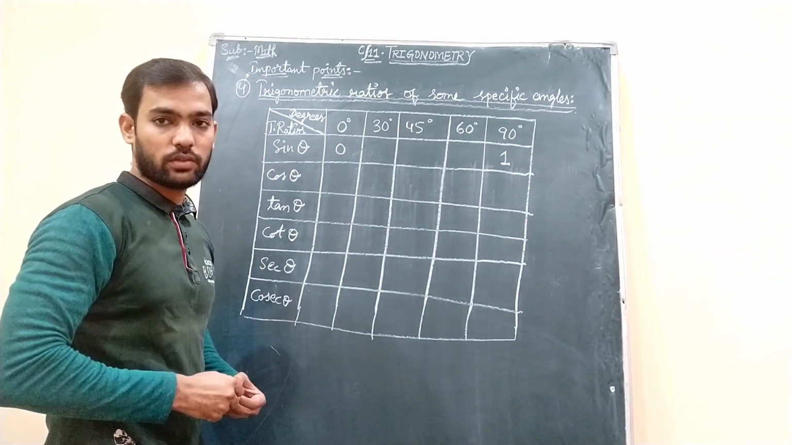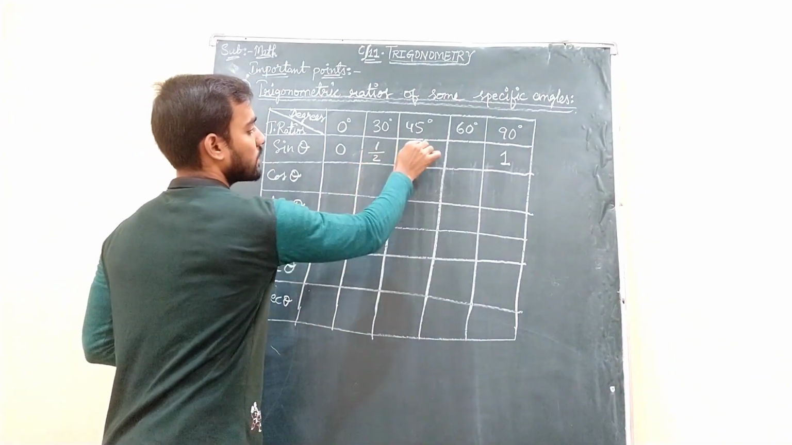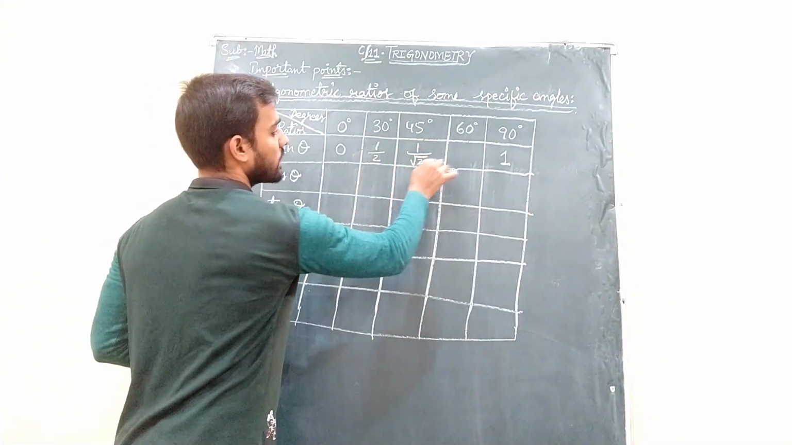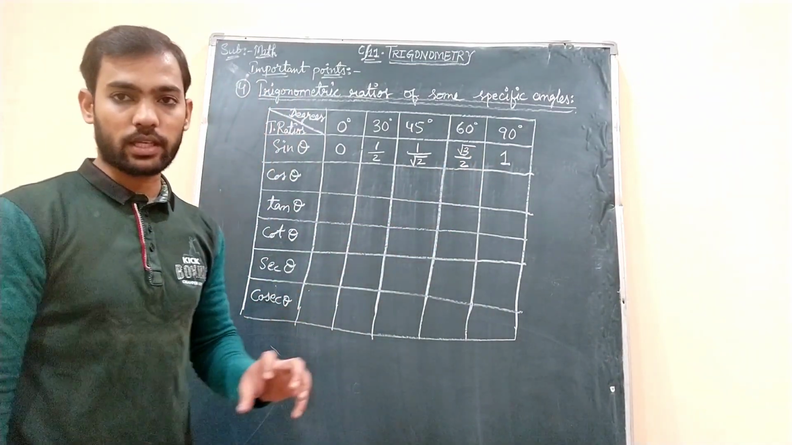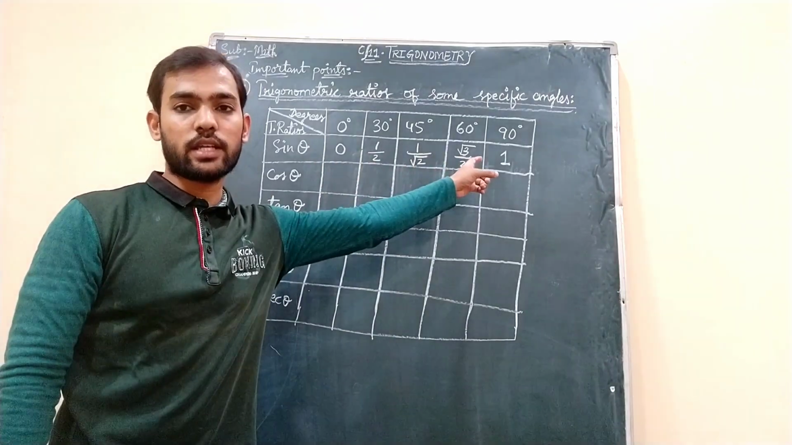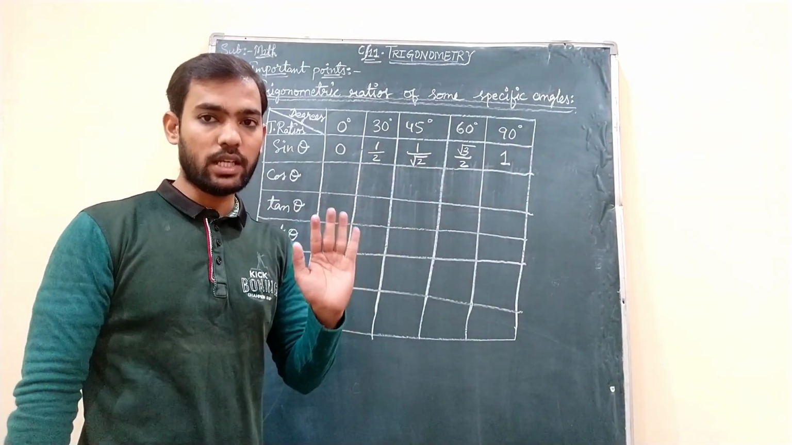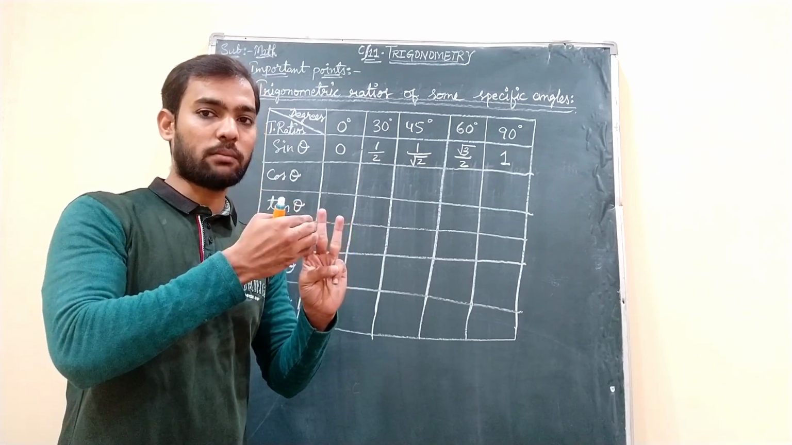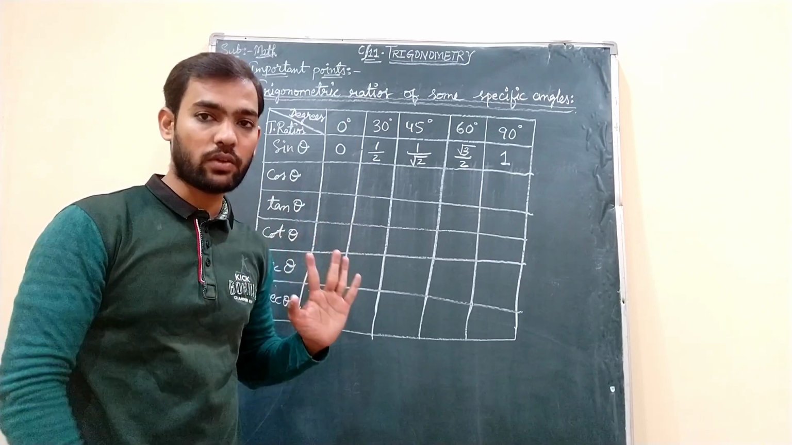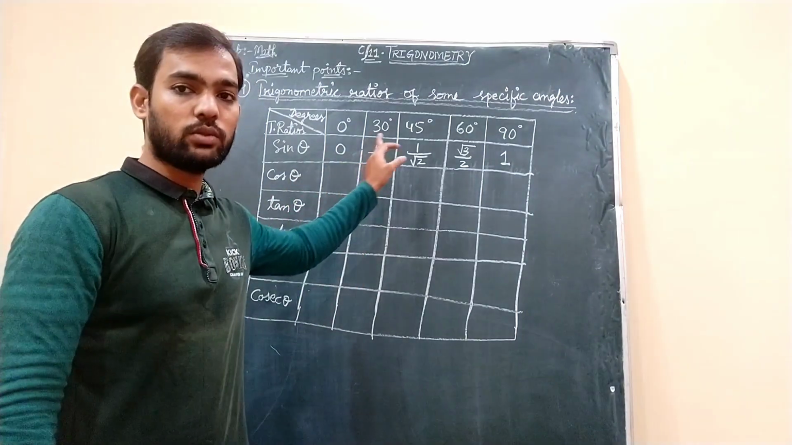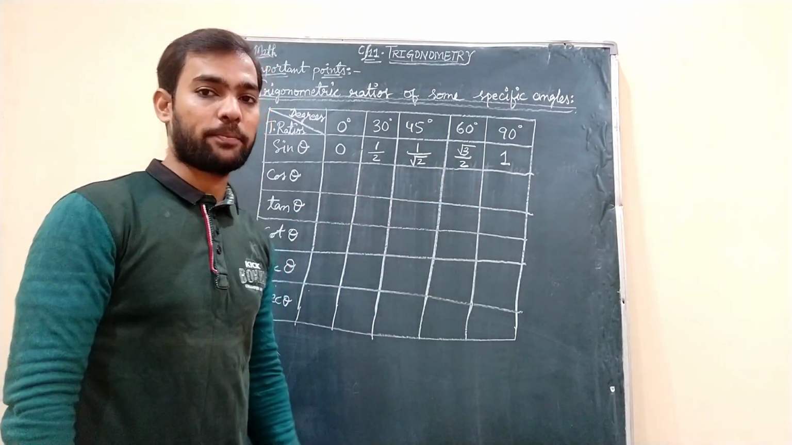In between, 3 more values are there. So here what will happen? Here you have to write 1 by 2, this is 1 by root 2, and this is root 3 by 2. This is the easiest way to learn the first ratio formula. First value is 0, the 90 degree value is 1, and in between 3 values are there: 1 by 2, 1 by root 2, and the last one root 3 by 2. So what we got: 0, 1 by 2, 1 by root 2, root 3 by 2, and then the last one we got as 1. Okay.